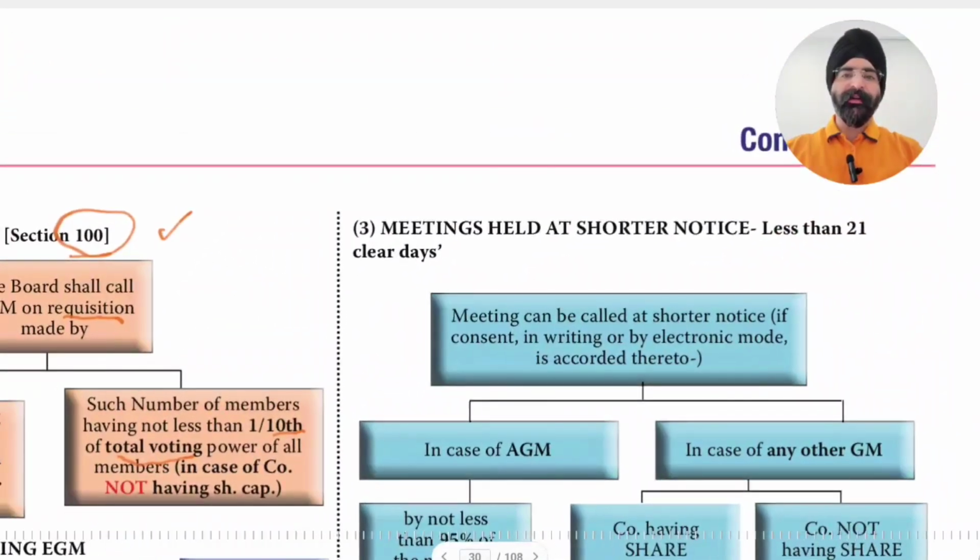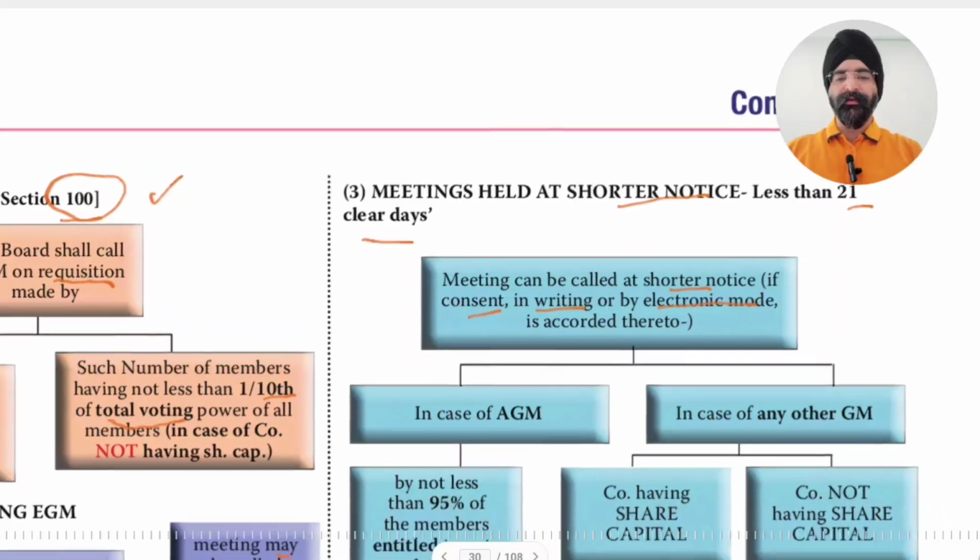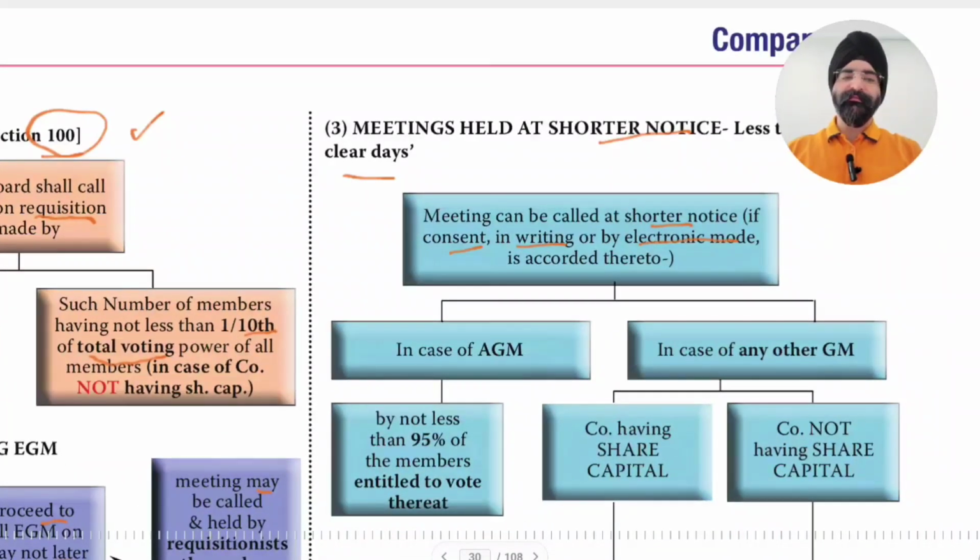Next is meeting held at shorter notice. Meetings held at shorter notice means less than 21 clear days. A meeting can be called at shorter notice if consent in writing or by electronic mode is accorded thereto. Now here the word is not prior consent, so consent even on the date of the meeting can be taken. A request for consent can be sent along with the notice of the meeting, which some people do in practice. In case of AGM, and in case of any other general meeting.